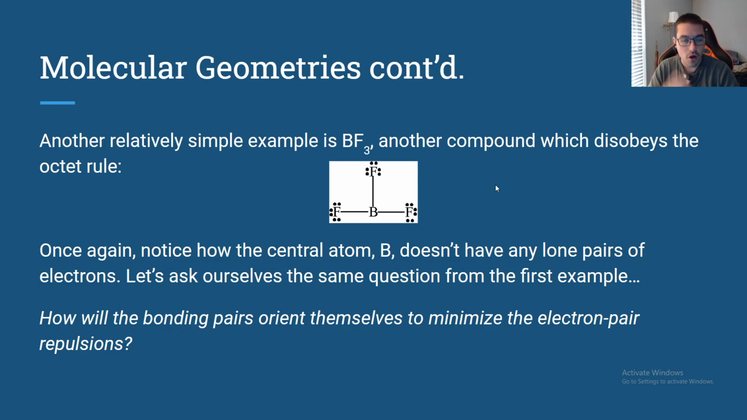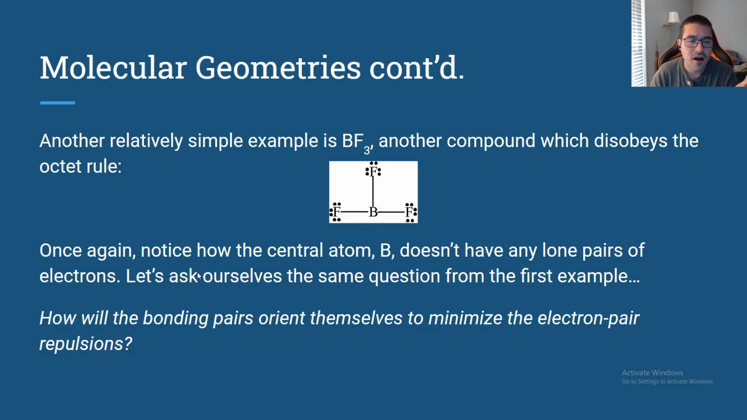The next one is also relatively simple. This is another compound which disobeys the octet rule, BF3. Beryllium and boron are the two elements that tend to disobey the octet rule sometimes on the lower end. Rather than expanding the octet, they can actually have less than 8. Notice once again, there's no lone pairs around boron. It only has these 3 bonding pairs, so we end up with 6 electrons around boron.